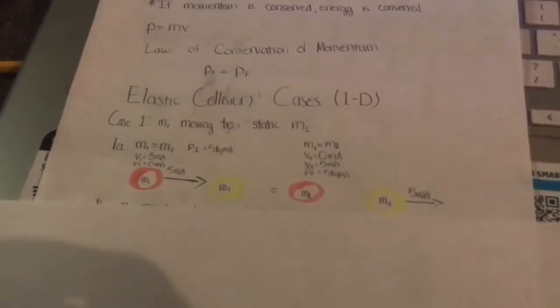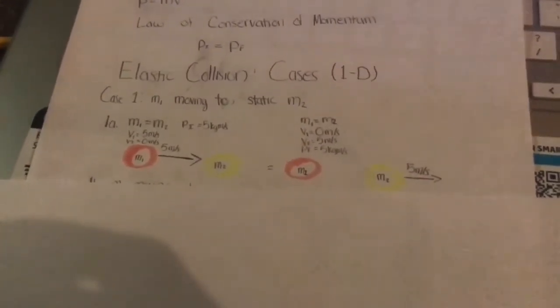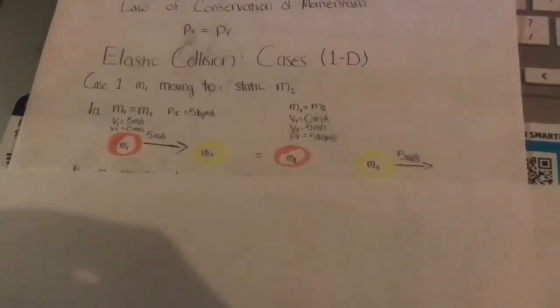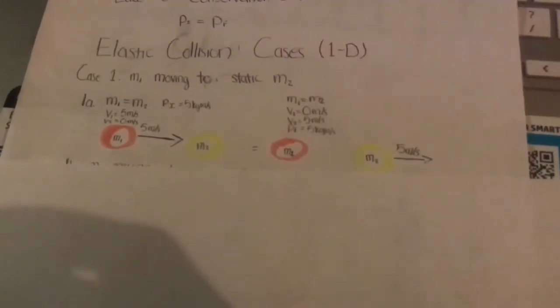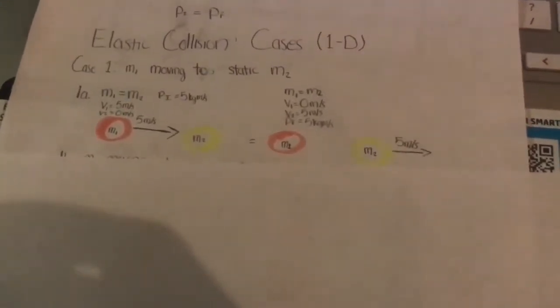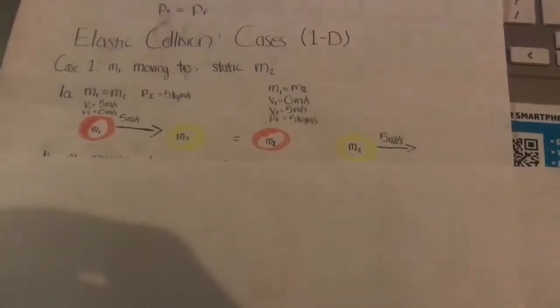Alright, so what we have here are elastic collisions, and we're going to use several different cases. We're going to keep it one-dimensional simply because we don't want to complicate things with the vectors in the x, y, and z directions if we go 3D or 2D. In this case, M1 and M2 equal each other, things of the same mass. M2 will be static, not moving, while M1 will be moving at 5 meters per second.